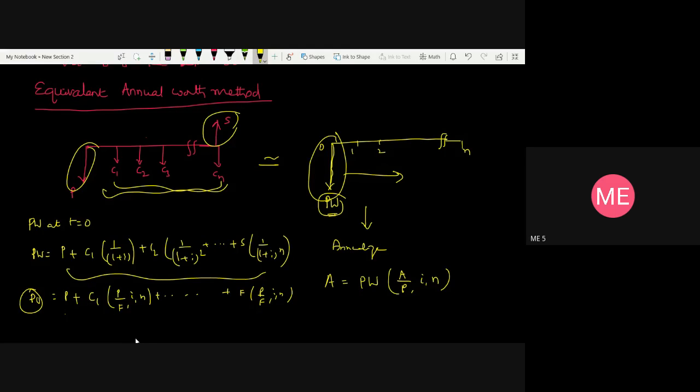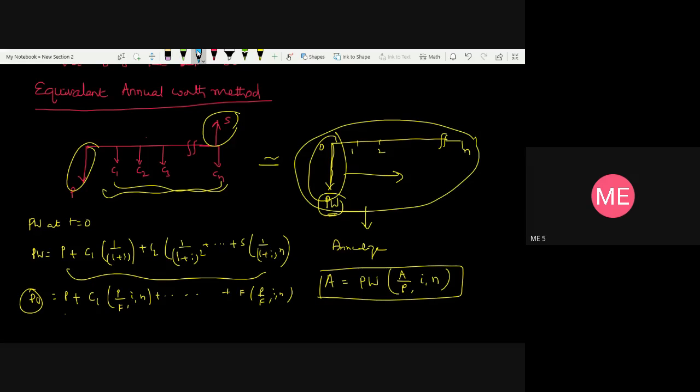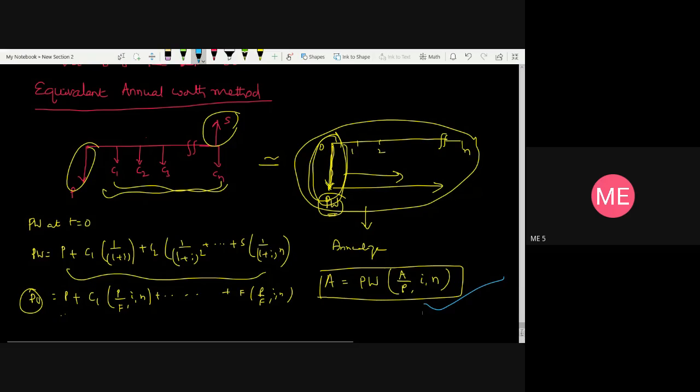So first the present worth is calculated, and then we go for calculating the annuity by annualizing this total cash flow diagram. Because once you calculate the present worth at time t equal to 0, this whole thing represents the present worth, and this single present worth cash flow is annualized so that A is equal to PW, the present worth, into A by P, comma I, comma N.